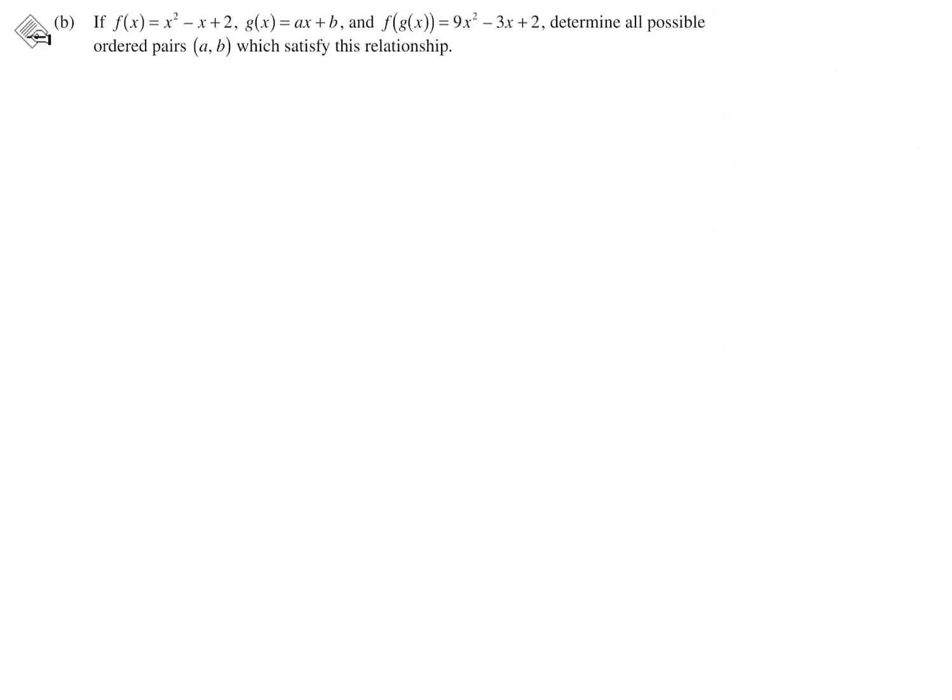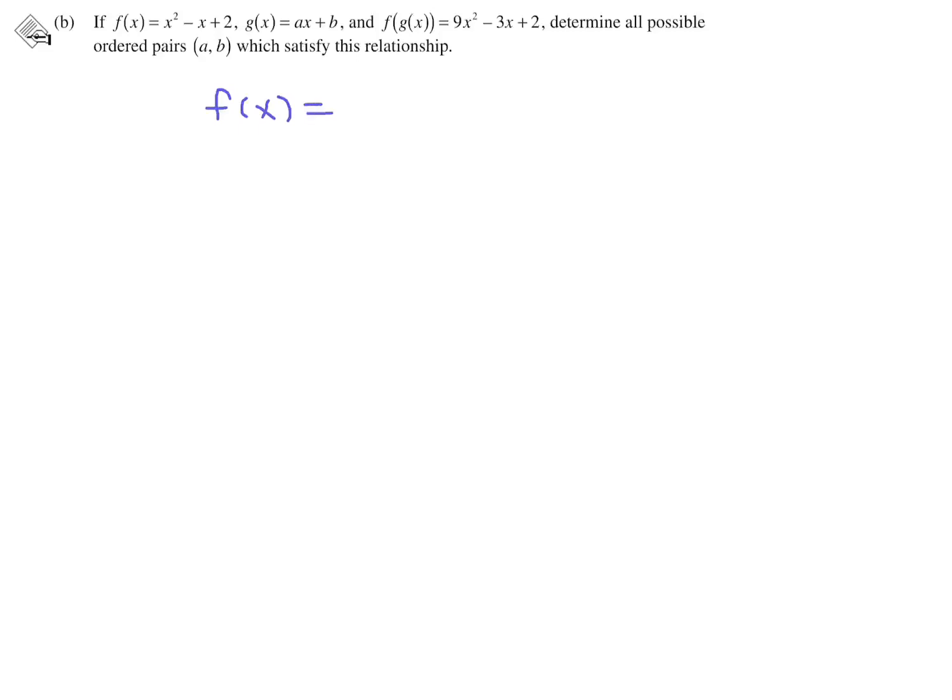If f at x is equal to x squared minus x plus 2 and g at x is equal to ax plus b, and f at g at x is equal to 9x squared minus 3x plus 2, determine all possible ordered pairs (a, b) which satisfy this relationship. Okay.